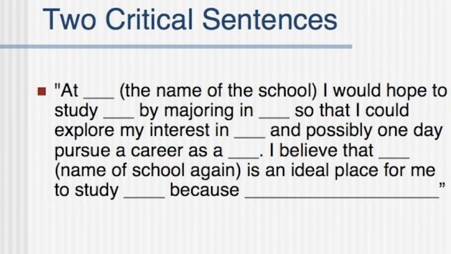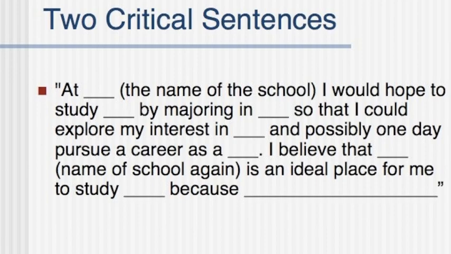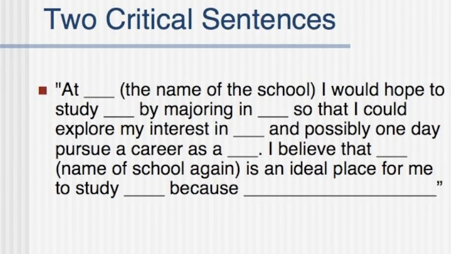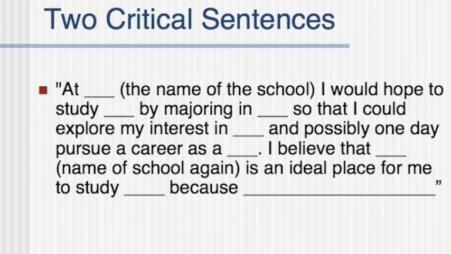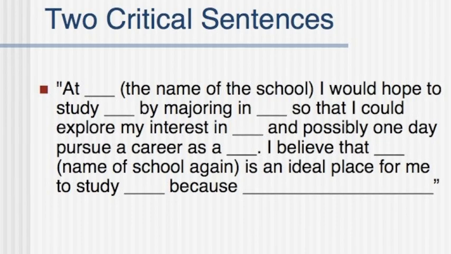At, name of the school, I would hope to study X by majoring in X so that I could explore my interest in Y and possibly one day pursue a career as a... I believe that this school is an ideal place for me to study this because of X, Y, and Z. These 2 sentences should be in the 5th paragraph of the essay that we've just outlined.